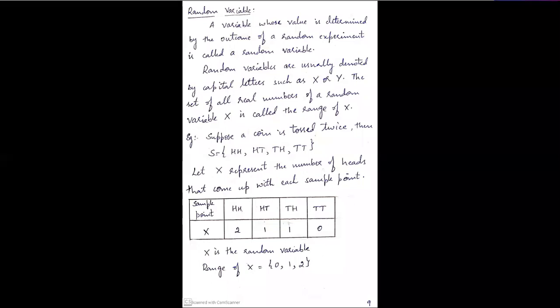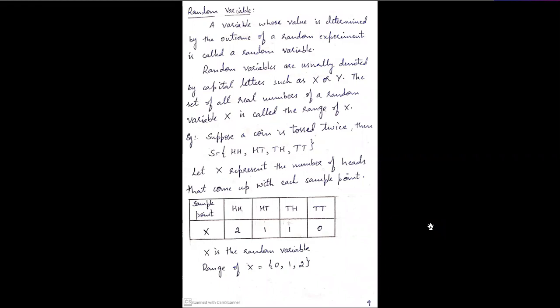Hello students. In this class, I'll be teaching you about random variables and probability distribution. Now let us look at what is a random variable. A variable whose value is determined by the outcome of a random experiment is called a random variable.